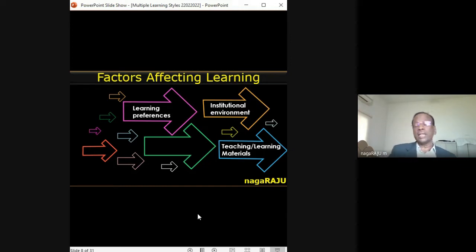And the third thing is the teaching learning materials. The materials are the textbooks, for instance, the laboratory equipment, the reference material that's available in the library. So what teaching and learning materials are available to the students also decides the way learning happens in the class. Now my question is, how much control do you have over these 3 things?